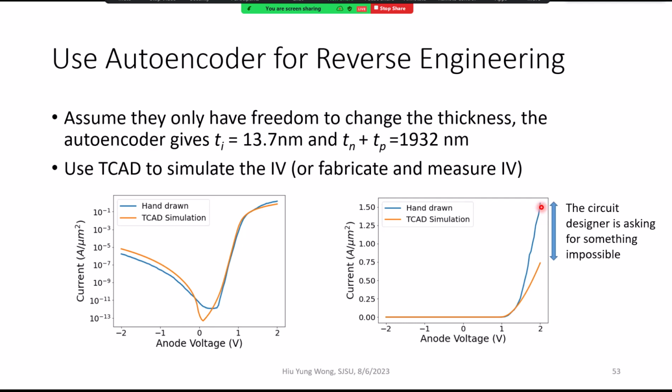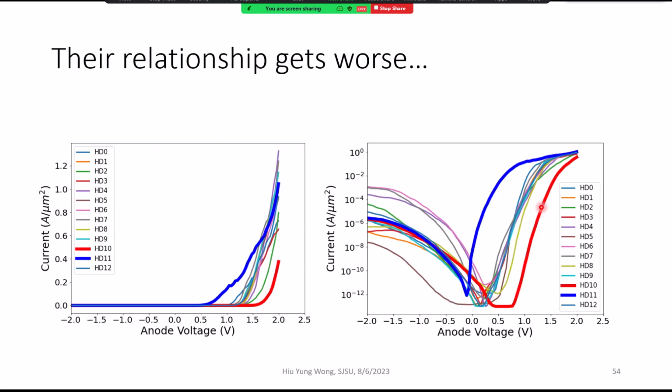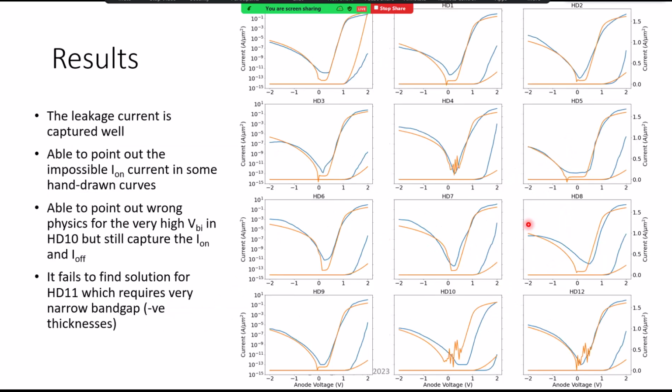So that is nothing to blame, only to blame the designer for being too greedy. Okay, then the circuit designer decided to randomly draw even more curves. So our student drew 12 random curves and said, can your machine come up with a device that can predict this curve? So here we show all the results.